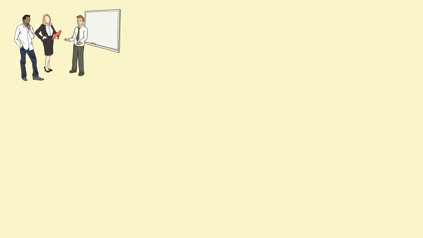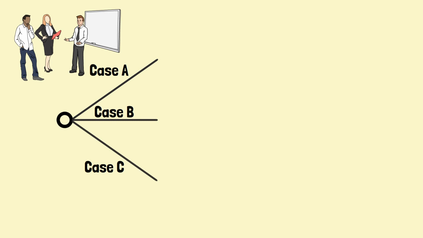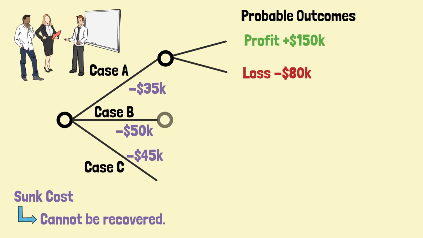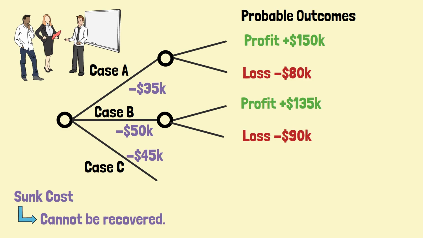John is presented with three investment cases, say Case A, Case B, and Case C. The investment cases will incur sunk costs of different amounts. Let's assume the sunk cost is the sum paid to a consultant and a government agent to do feasibility study. The sum cannot be recovered if John decides not to pursue the opportunity. John and his team will need to assess the potential profit and loss for each case. Some cases could have more than two outcomes of profit and loss.